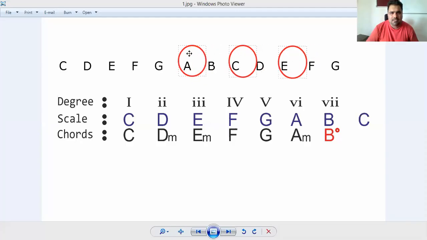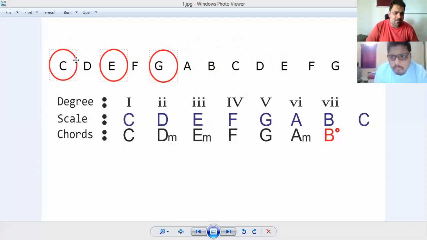Yes, it will be very helpful. Okay. So this is how we get chords. Let me just quickly go through it again.